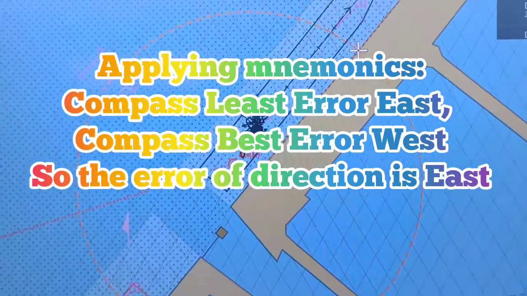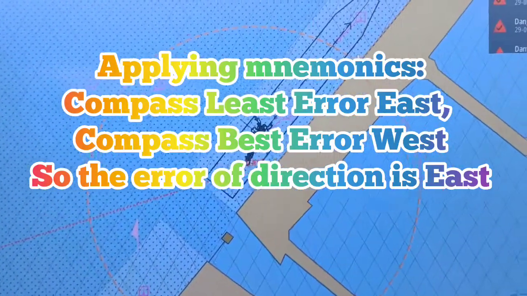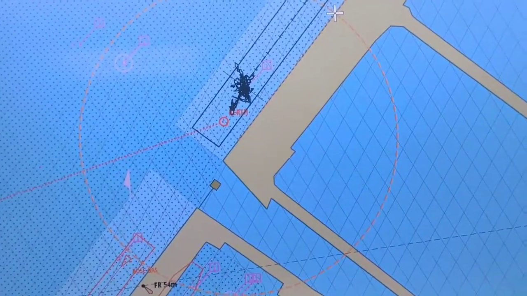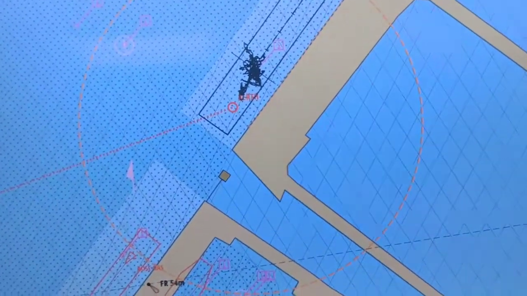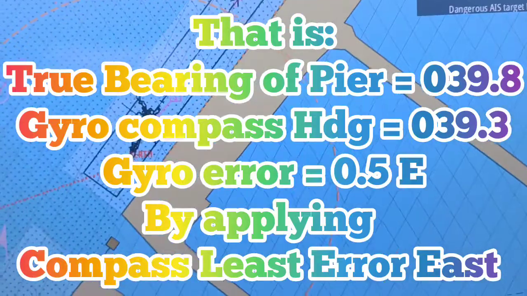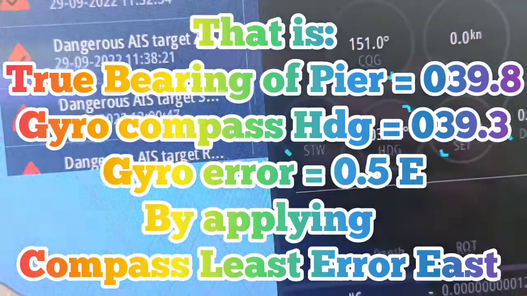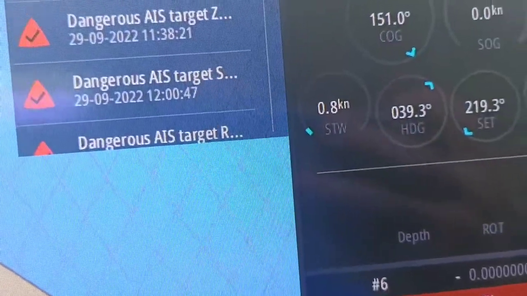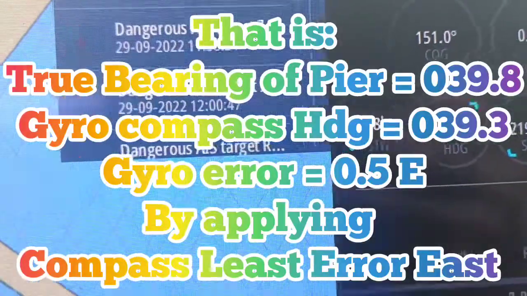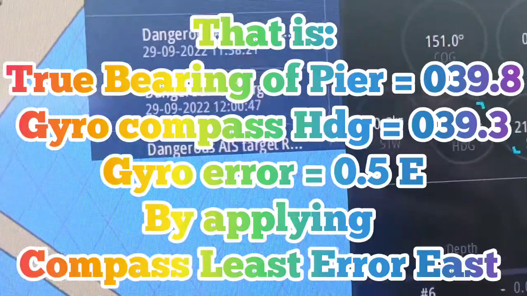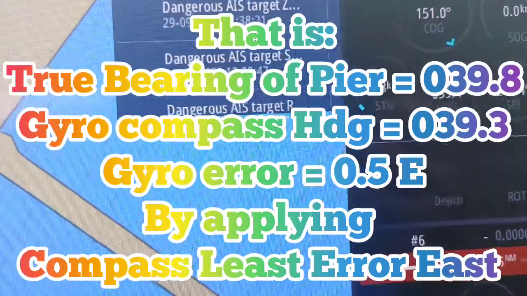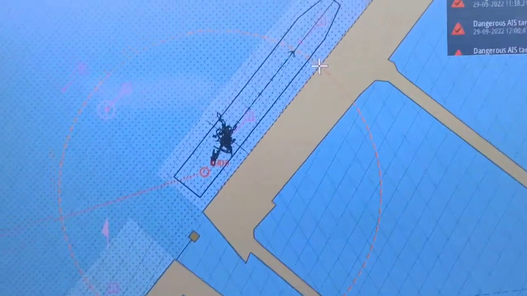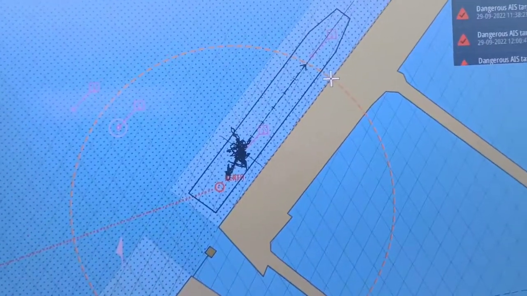So you apply the very famous rule: compass best, error west, or compass least, error east. What happens, guys, is that since the compass heading, which is the gyro heading, is less than the true heading, 039.8 versus 039.3, applying compass least, error east, our gyro error is about 0.5 east. That's it, guys, how easy it is to determine gyro error while in port.